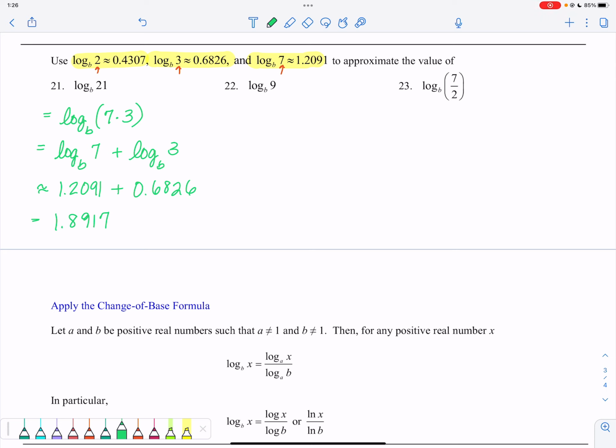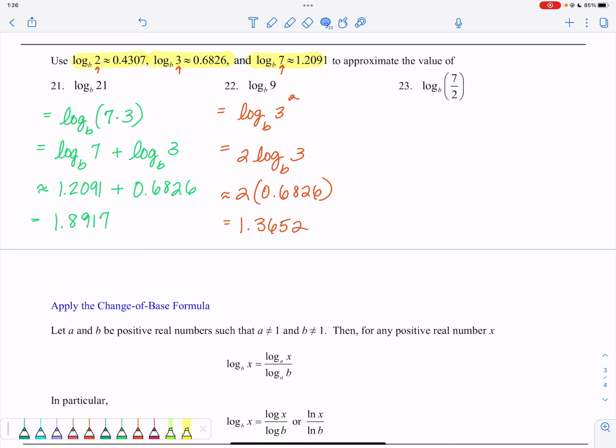Okay, let's give this number 22 a try. And here we have the log base b of 9, and there's several ways we can do this, but how about the log base b of 3 squared? And that's equal to 2 times the log base b of 3, which would be 2 times 0.6826, and that would be equal to 1.3652.